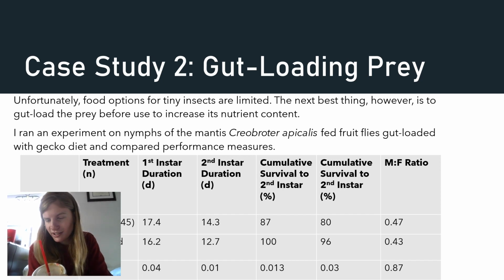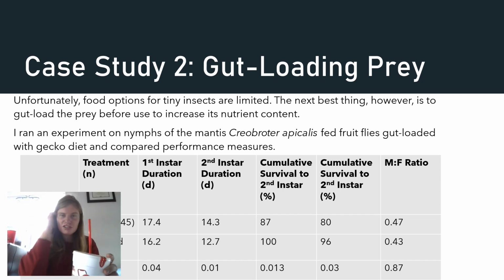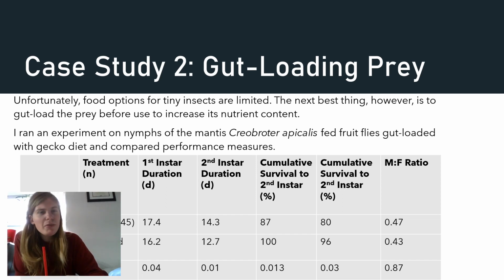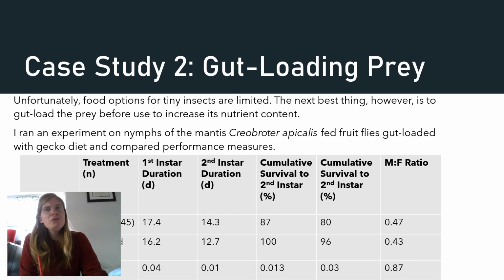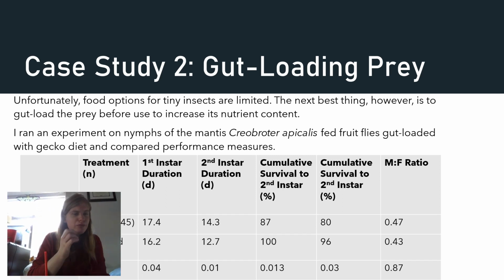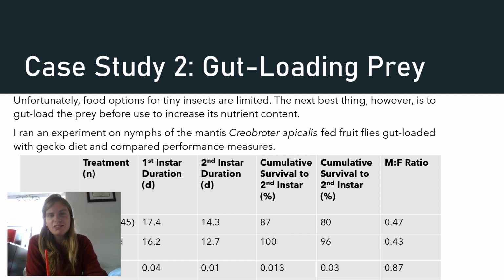So, my next case study is a little tangential from dietary variety. It has to do with making prey items more nutritious, however. So, if you can't necessarily give dietary variety, you can gut load prey. So, I did an experiment with Creobrota apicalis. It's a flower mantis. Very fun species to work with.